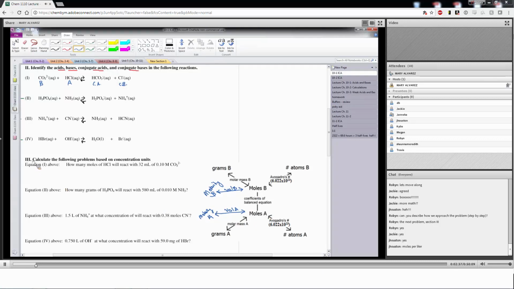So section 3 is not anything new. This is just reminding us of what we already know how to do from what we learned in solution concentration units on chapter 9.